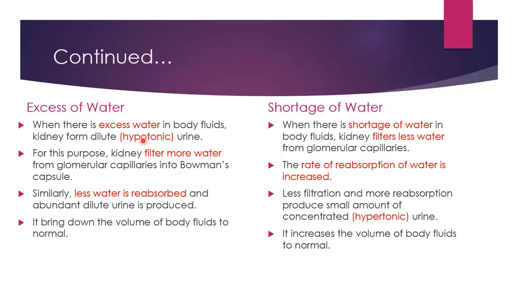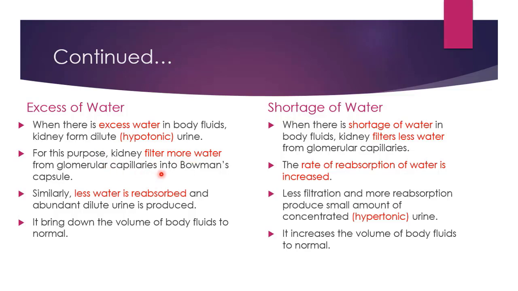What is hypotonic? You have studied about isotonic, hypotonic and hypertonic solutions. And hypotonic is a solution which contains less amount of solute and large amount of solvent, which means it is a dilute solution. And as we are having a large amount of water in our body, the kidney needs to produce dilute urine. And for this purpose, kidney filters more water from glomerular capillaries into Bowman's capsule.